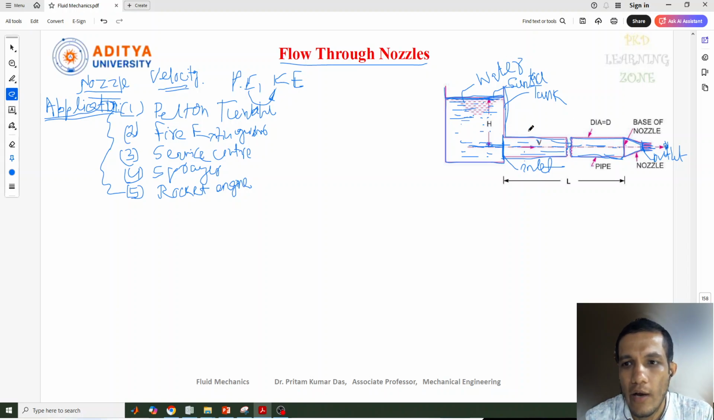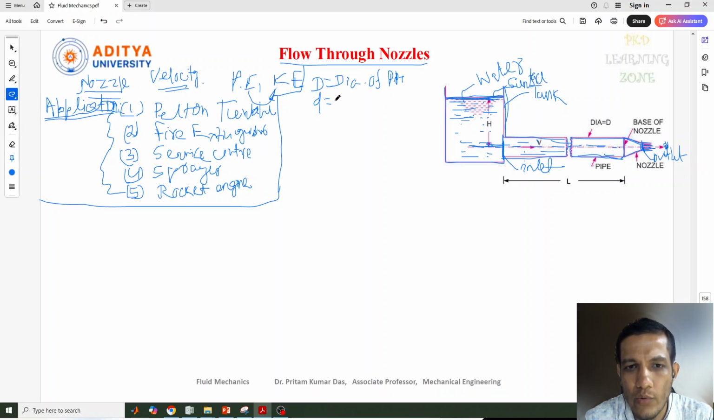Okay. Now we'll see what the velocity of the fluid coming out of this pipe is. For that I need to consider some parameters. These are some of the applications. So now we'll go for the derivation part. For this I require these terms. First, capital D is the diameter of the pipe, and small d is the diameter of the nozzle.